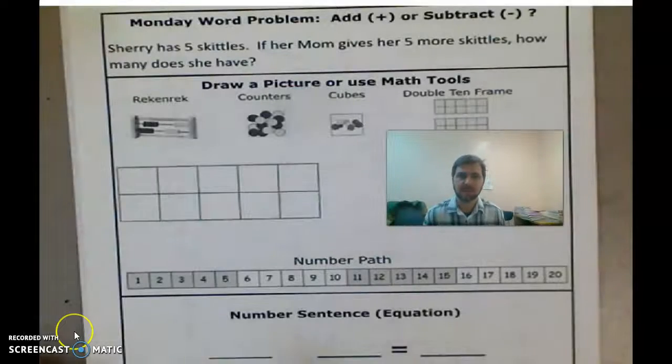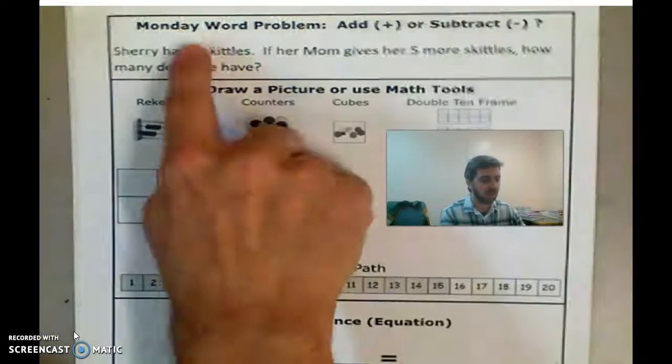Figuring out all those ways that 10 goes, you can take 10 and break it apart, or take two different parts and make it into a 10, or you have 10 and you take it away, right? So super important. So let's take out your Monday word problem.